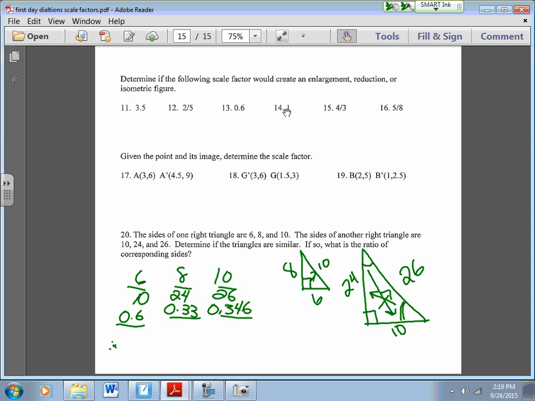So could we flip the drawing altogether? Yeah, you could flip the drawing, or you could have written 10 over 6, 24 over 8, and 26 over 10. When you did that division, you still would have got numbers that don't equal each other. So are these triangles similar? Not.